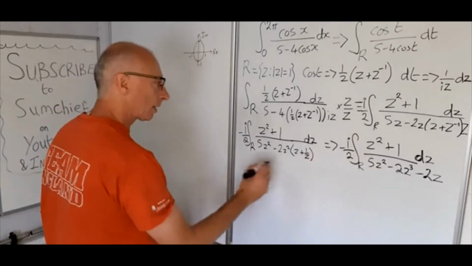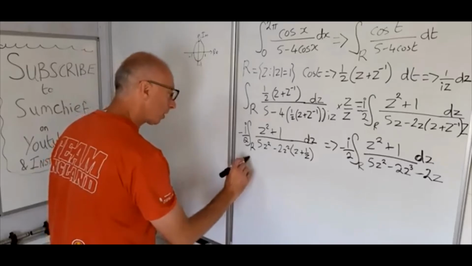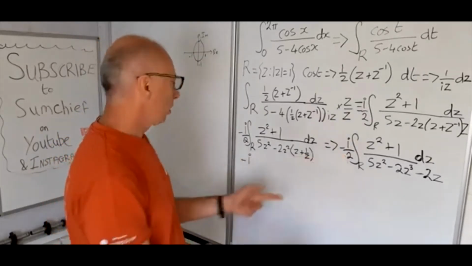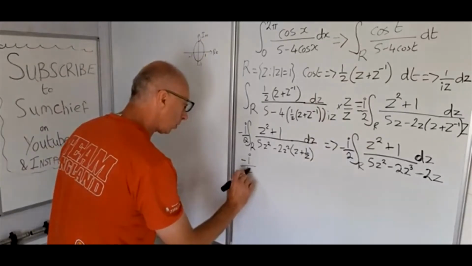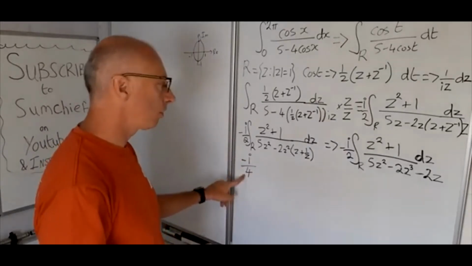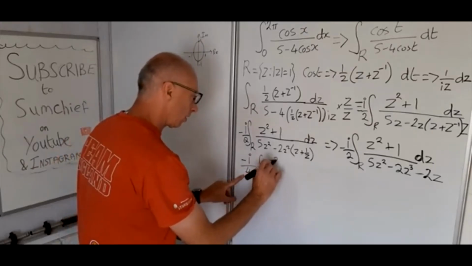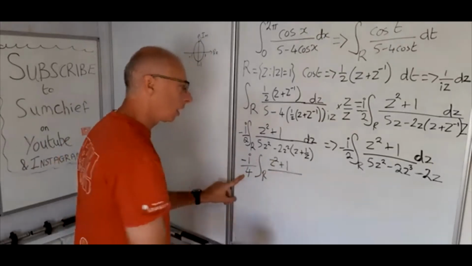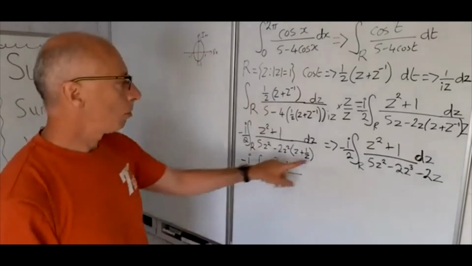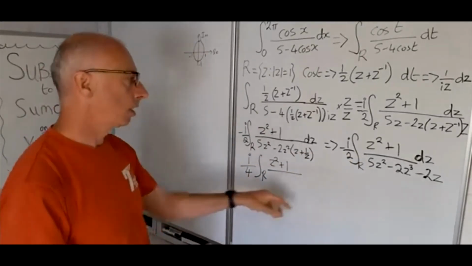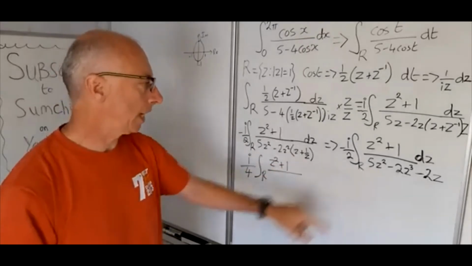So let's do that one step at a time. So minus i. Okay, this minus 2, that becomes the 4. So I've got minus i over 4. Integral over R, z squared plus 1. Now what we'll do is distribute this minus sign in here to flip all these signs. So that can now go, and we'll distribute the minus sign in here.